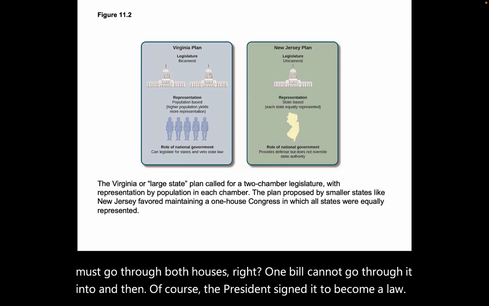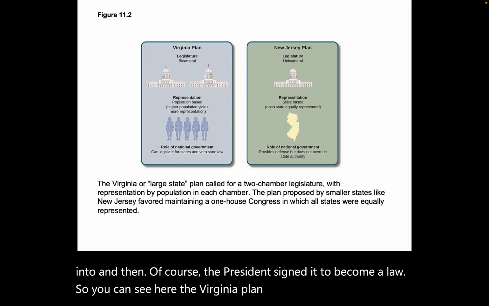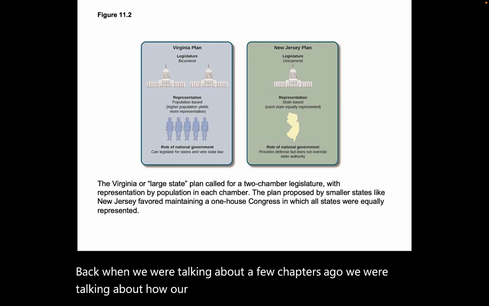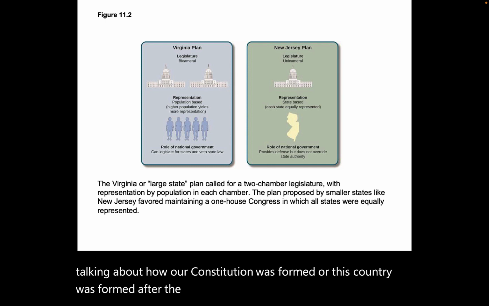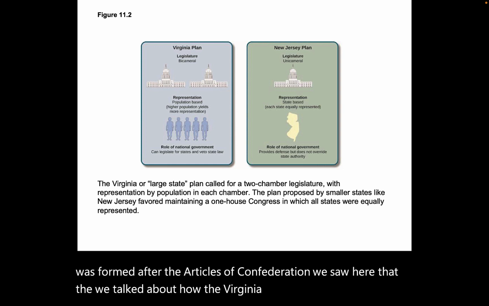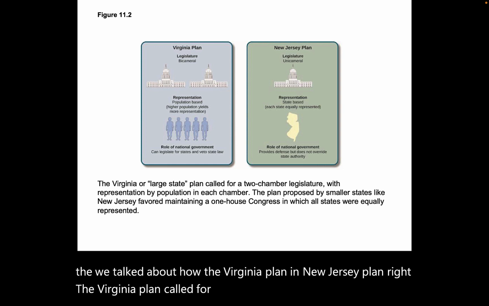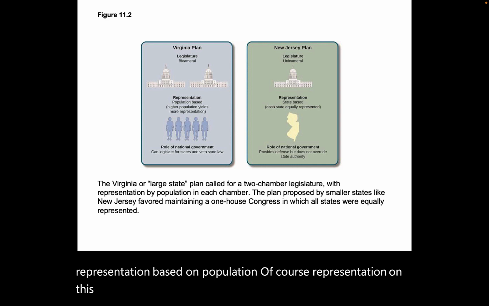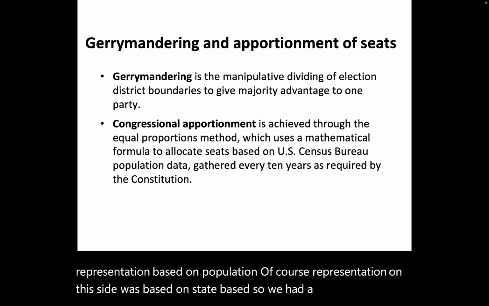So you can see here the Virginia plan. If you recall, a few chapters ago we were talking about how our Constitution was formed, or how this country was formed after the Articles of Confederation. We talked about the Virginia plan and the New Jersey plan, right? The Virginia plan called for a bicameral system and representation based on population. Representation on this side was state-based. So we had a combination of the two.